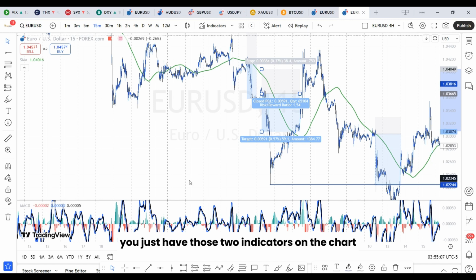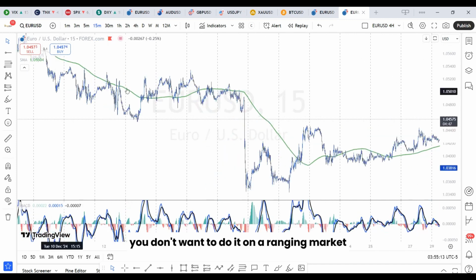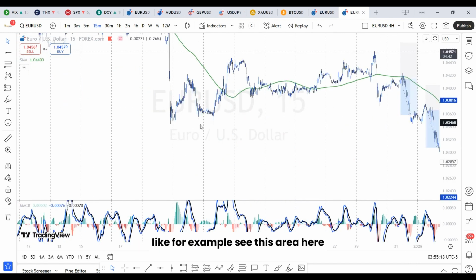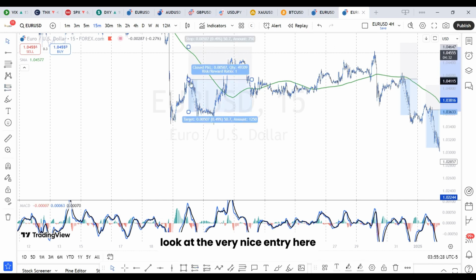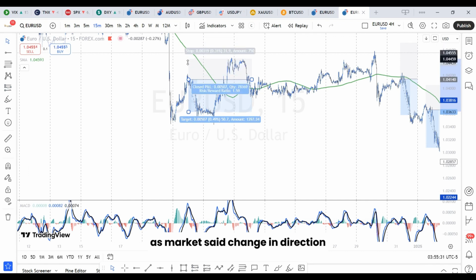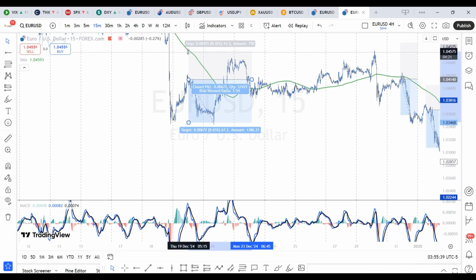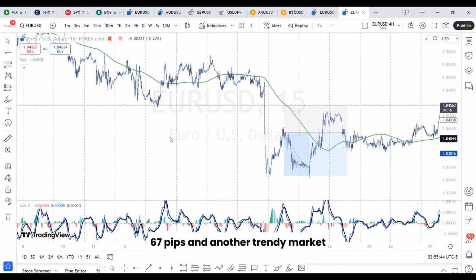You just have those two indicators on the chart, and whenever you see the market setting up, you don't want to do it on a ranging market, because a ranging market is going to give you a false signal. Like for example, see this area here, you would have been able to take this sell trade and cut to this very low. Look at the very nice entry here as the market started changing direction. 1:5 risk to reward. Your profit target is here. If you have done a 1:5 risk to reward, it will be around here. The market is very safe, and you would have been able to catch this profit target, 67 pips.